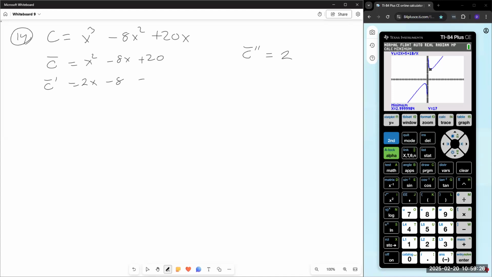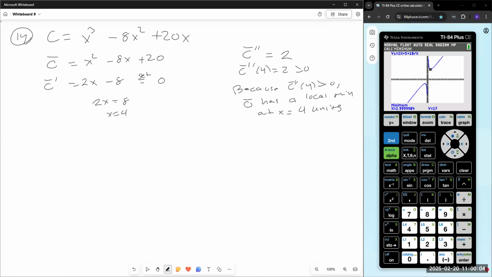When I set this equal to 0 and solve, 2x equals 8, x equals 4. C bar double prime of 4 is equal to 2, which is greater than 0. So because C bar double prime of 4 is greater than 0, C bar has a local min at x equals 4 units. And I'm going to find what that is.